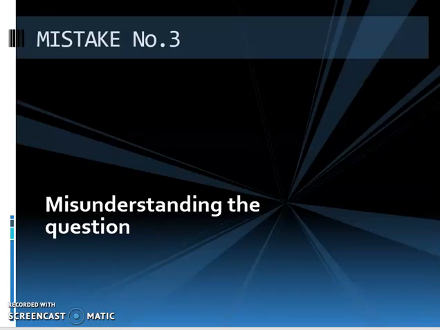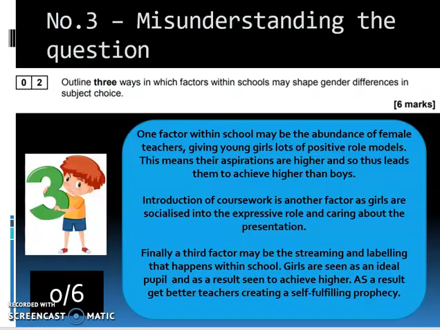So this final mistake is a real common one, misunderstanding the question. This is where you read it and think that it's asking for something else. So for here, this 6 marker was asking you to outline 3 ways in which factors within school may shape gender differences in subject choice. Now, you might want to pause it, read through the answer, and it might jump out at you what this student has done here.